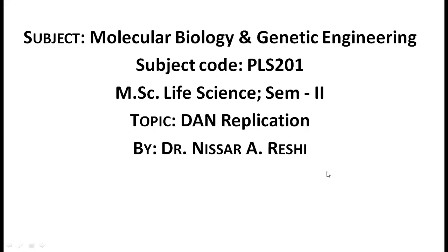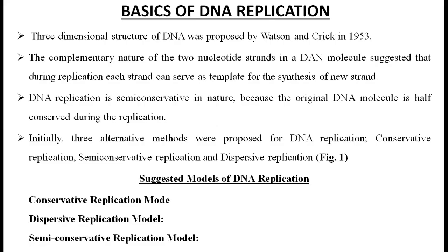In the previous lecture, we had a discussion about different models of replication. If I have to revise briefly, there are three different models of replication which were proposed earlier, after the discovery of the double helical structure of DNA by Watson and Crick. The three models are the conservative model, the dispersive model, and the semi-conservative model.